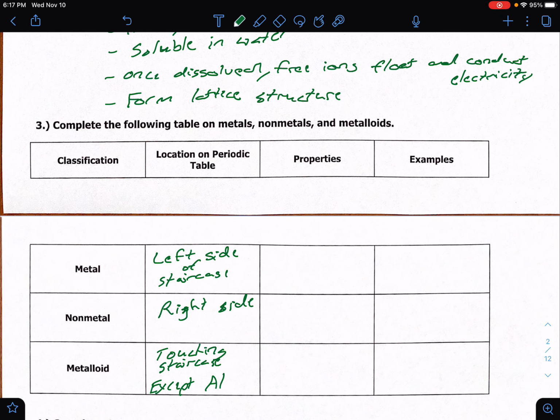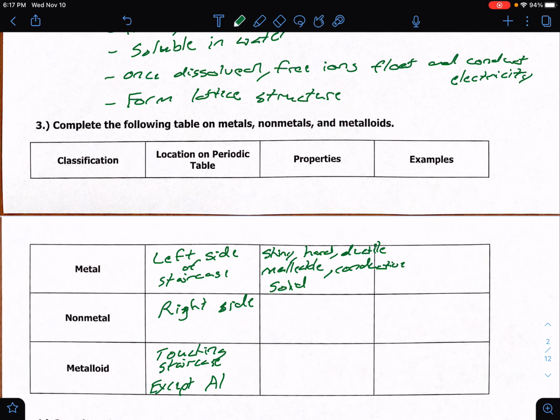Now, properties about them. A metal, that's typically what you think. They're going to be shiny, hard, ductile. Ductile means you can basically draw them into wires. They're going to be malleable. Malleable means how well you can bend them. They're going to be conductive. Conductive basically means you can transfer electricity through them, and they're going to be solid.